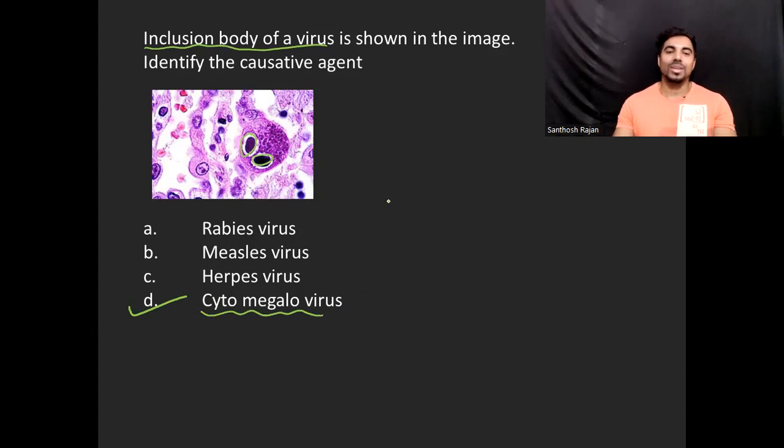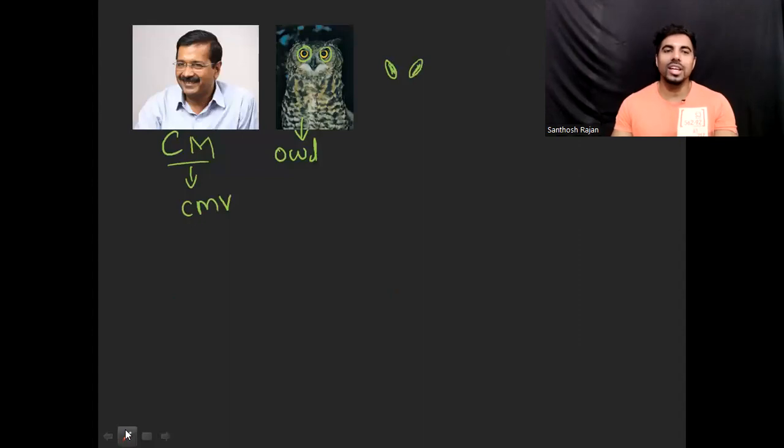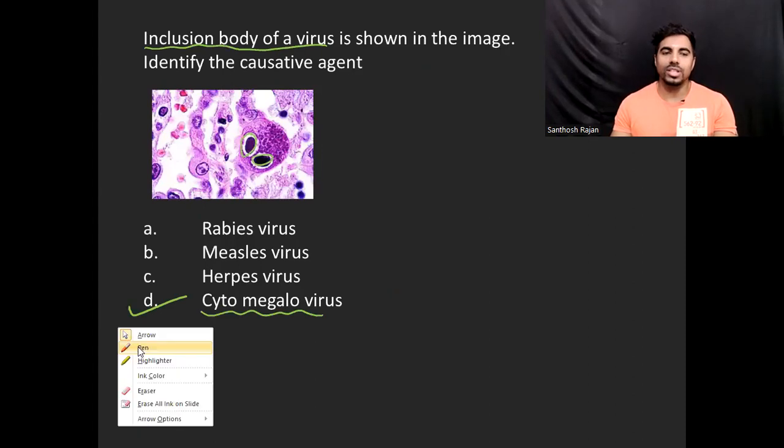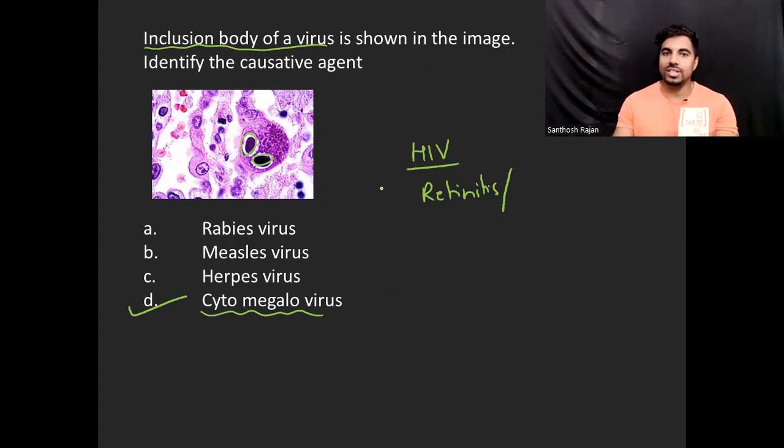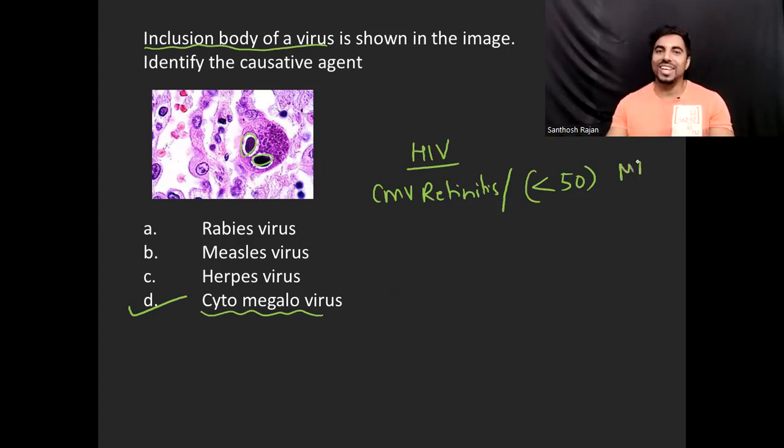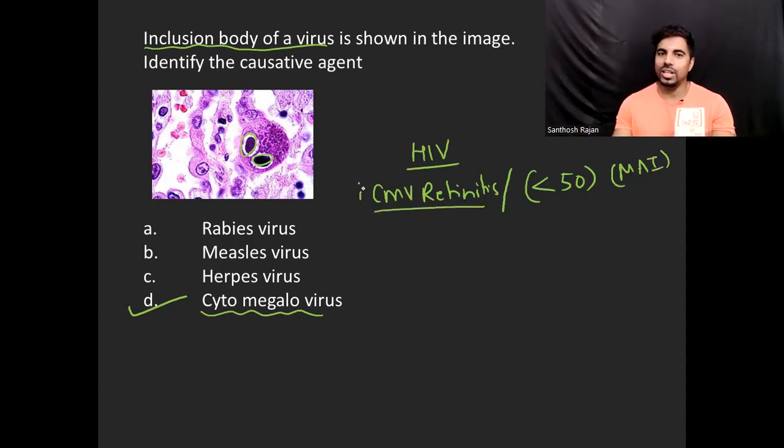Cytomegalovirus. We talked a few days back. What did we say? When you talk about CMV, the important thing is that in HIV patients, it is the most common cause of retinitis. I'm repeating again, this question is frequently asked. CMV causes retinitis, especially when the CD4 count goes less than 50. One is your MAC, Mycobacterium avium complex, which is very common in HIV, Mycobacterium avium intracellulare. The other one is your CMV retinitis. Remember, that's one question.